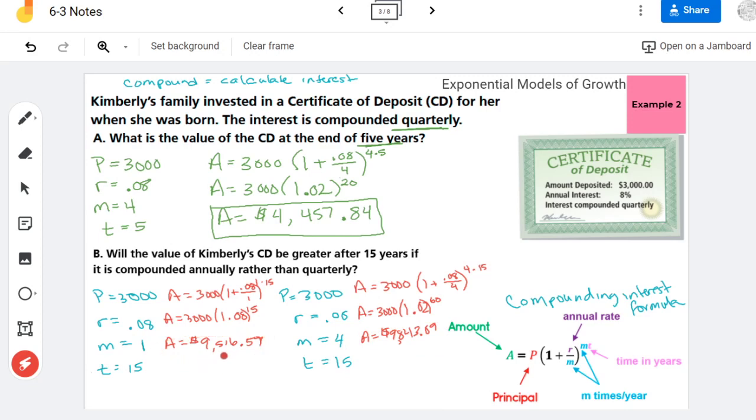All right, so that idea of compounding is how people make money, if they compound it more often in their calculations when they lend it out to somebody, or when they borrow it from somebody.